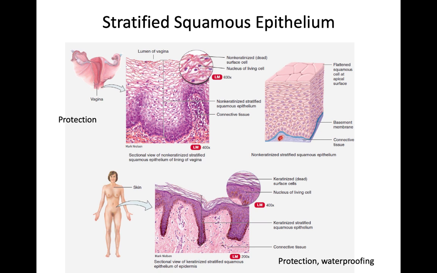The function of stratified squamous epithelium is protection. In the case of the skin, stratified squamous epithelium also helps to waterproof the body. You can see the difference between this picture up here, which does not contain keratin, and the picture down at the bottom, which does contain keratin. So in the vagina, stratified squamous epithelium only provides protection. In the skin, stratified squamous epithelium provides both protection and waterproofing.